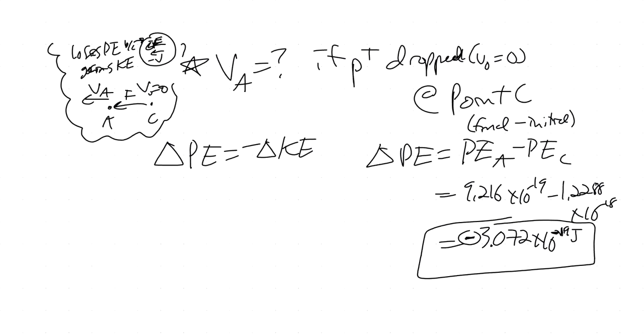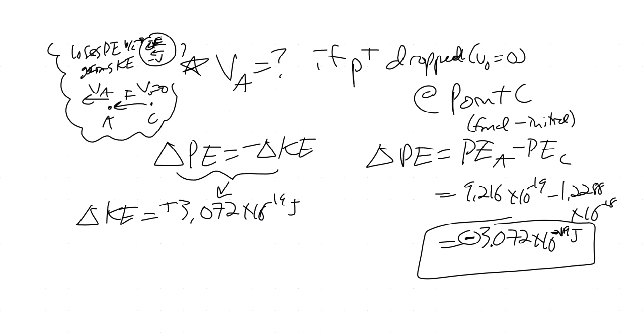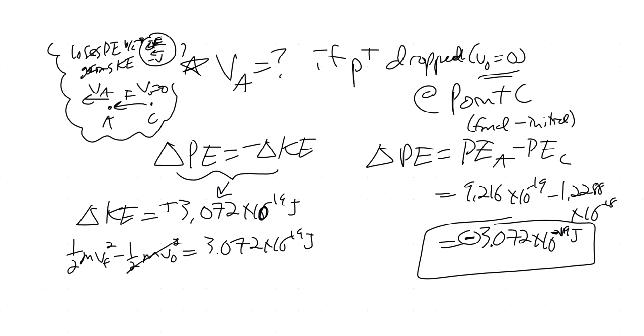That is a big deal. So that is the same as the delta KE. So the delta KE is positive 3.072 times 10 to the negative 19 joules from this. And since that is final minus initial, 1/2 mv final squared minus 1/2 mv initial squared equals that. The initial was 0, so that drops out. And so we just get 1/2 mv final squared.